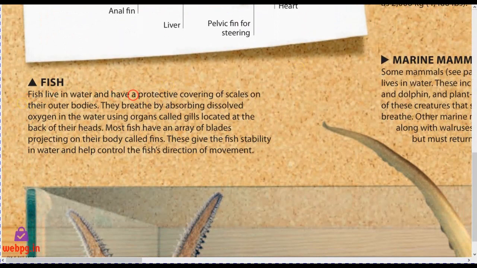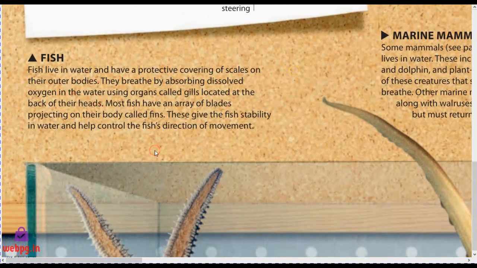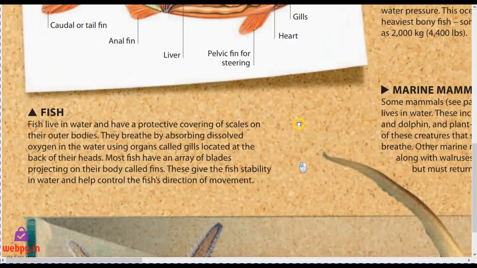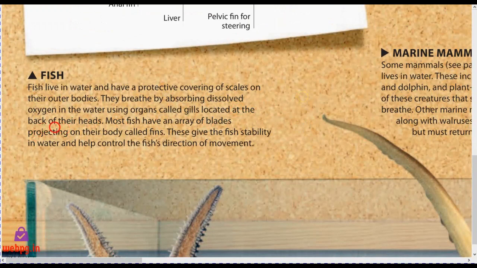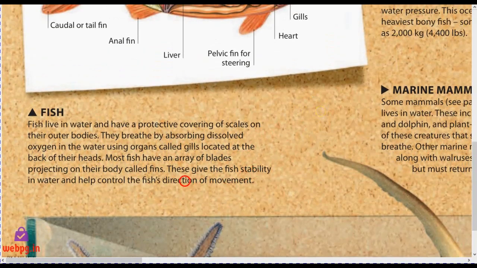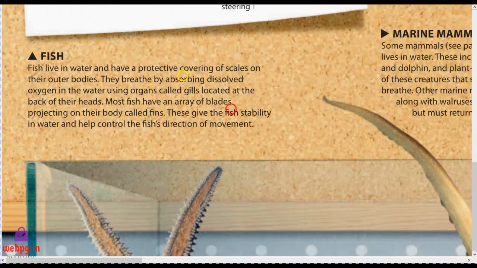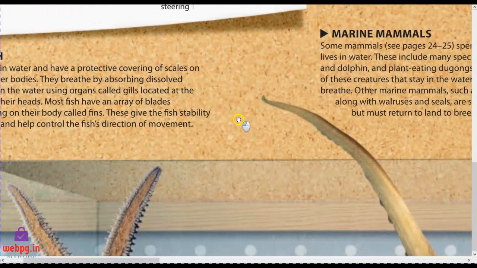Fish live in water and have a protective covering of scales on their outer bodies. They breathe by absorbing dissolved oxygen in the water using organs called gills, located at the back of their heads. Most fish have an array of blade-like projections on their body called fins, which give fish stability in water and help control the fish's direction of movement. Different parts have different fins.